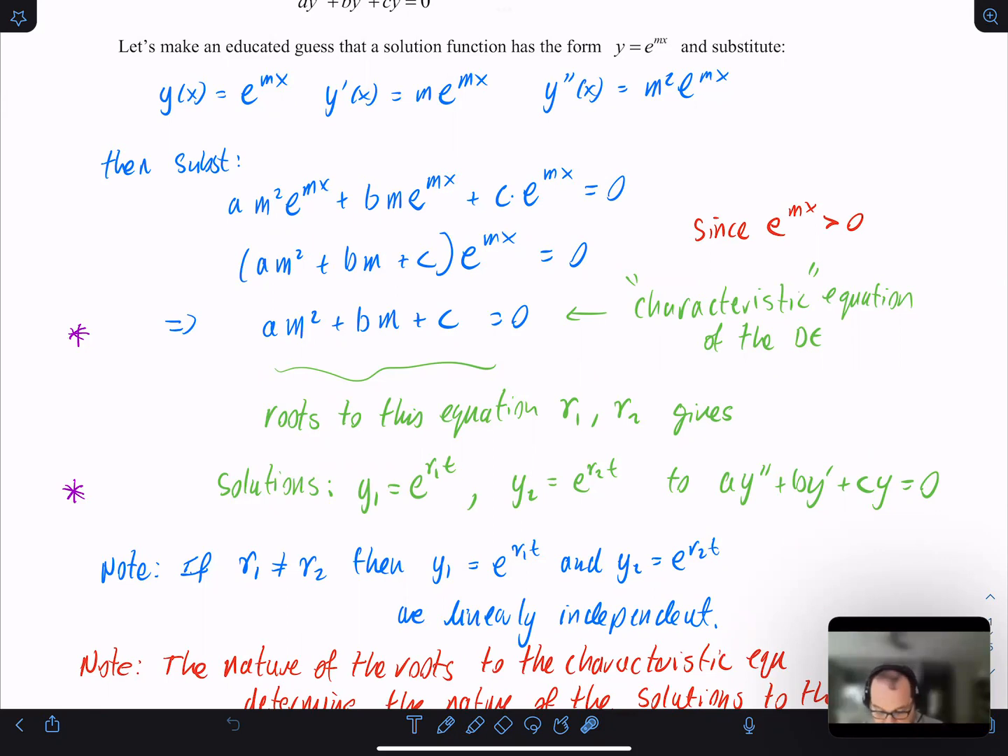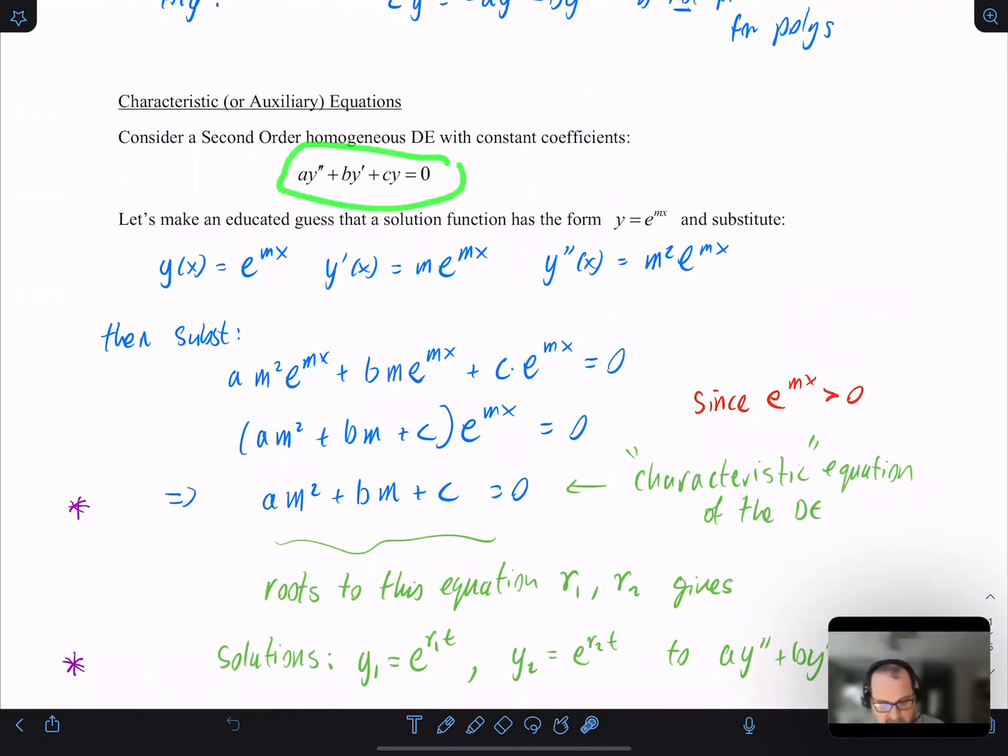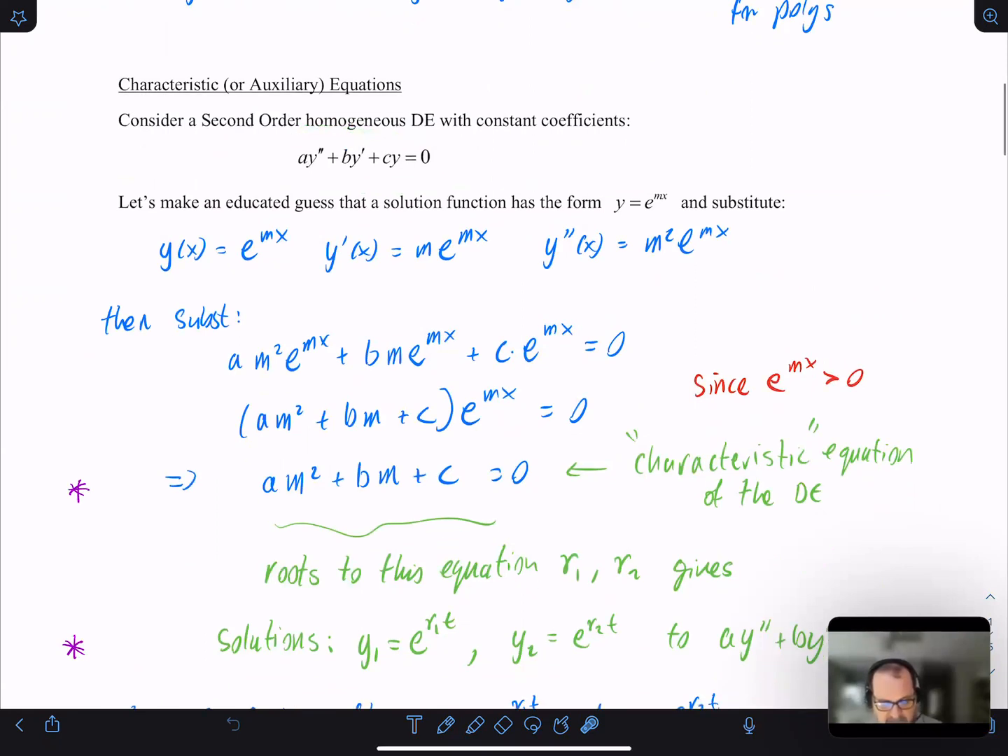Then the main idea is that this characteristic equation and the solutions to it, or the roots to this characteristic equation, basically determine the solution functions to a differential equation of this sort, which is second order, with constant coefficients, homogeneous.